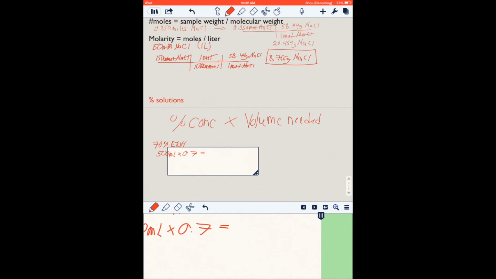So 500 mils times 0.7 is just 350 mils. That means if we need to prepare 500 mils of a 70% ethanol solution, 350 mils have to be ethanol, and the remaining 150 would be water.